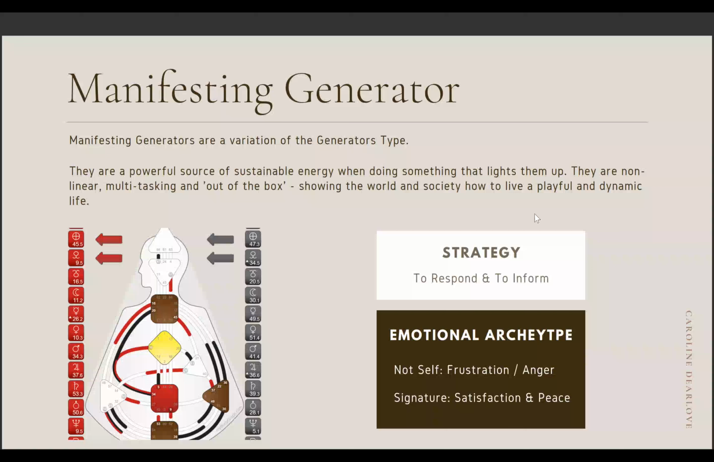So your strategy as a manifesting generator is to respond, the same as a generator, but then you also are going to inform. Very, very much so if you have the 3420 channel: inform, inform, inform. So once your body has responded, you're then going to inform. You are going to share with your community or with those people around you. If what you're responding to is going to impact people, you're going to inform them.